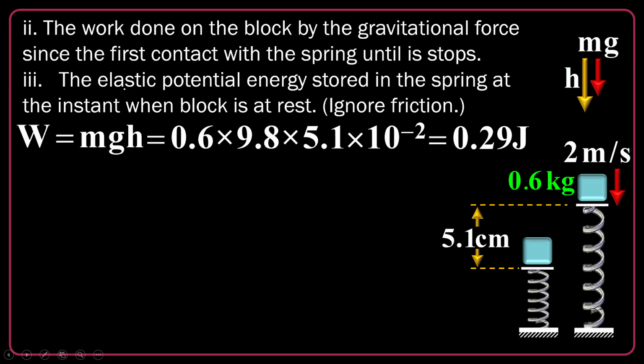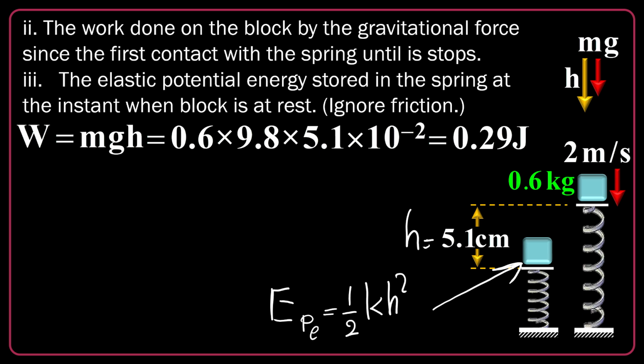Part III. The elastic potential energy is stored in the spring at the instant when the block is at rest. Here the block is at rest. Immediately you may consider the elastic potential energy of a half of k h squared. h is the displacement, the compression of the spring. Yes, it's a good idea, but do you know the spring constant? It's not given in the question. This is exactly the problem. We can't find it through this approach.